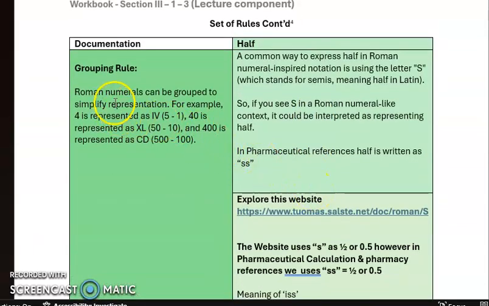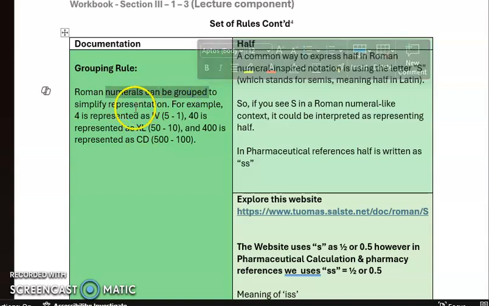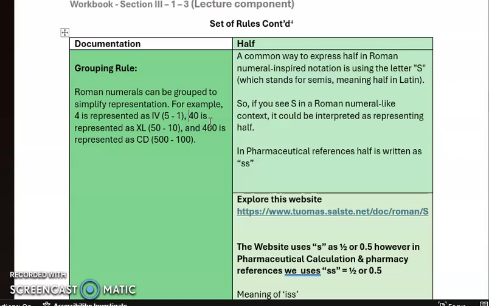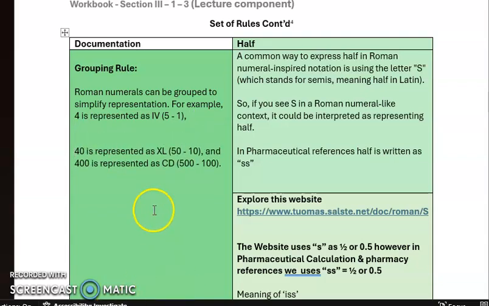What are some other rules? Roman numerals can be grouped to simplify the representation, and that's where the grouping comes in. So for example, 40, let me write this down for ease of reading. 40 is the 10 appearing before the 50, which is 50 minus 10 to give you 40. 400 is CD, which is 500 minus 100 to give you 400.